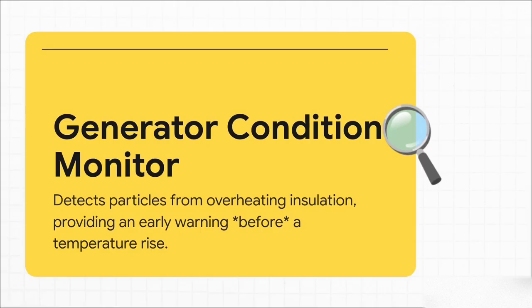So to catch these problems at the absolute earliest stage, plants use another powerful tool called a generator condition monitor, or GCM. You can think of it like a super sensitive smoke detector for the generator. It doesn't actually measure temperature. Instead, it sniffs the cooling gas for these microscopic particles that are released when insulation starts to break down from the heat. This can give you a critical warning before a major temperature rise is even detectable.